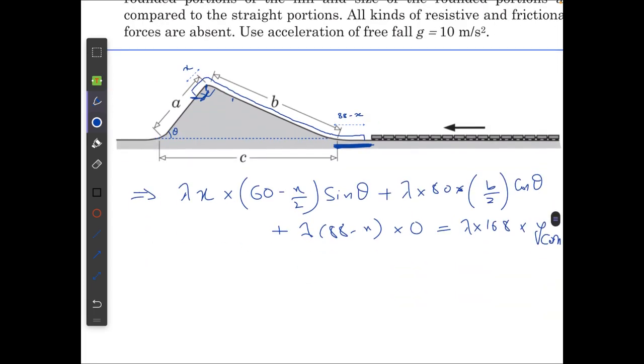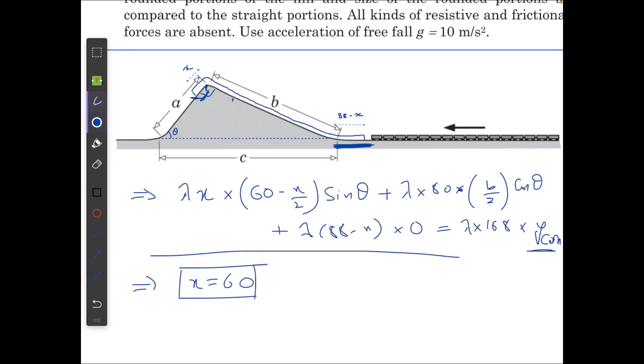On solving this, we have to maximize y. This is a quadratic equation which is downward facing, meaning the coefficient of the x squared term is negative, so it will achieve a maximum value, and this maximum value comes for x equals 60. You can solve it and see it for yourself.